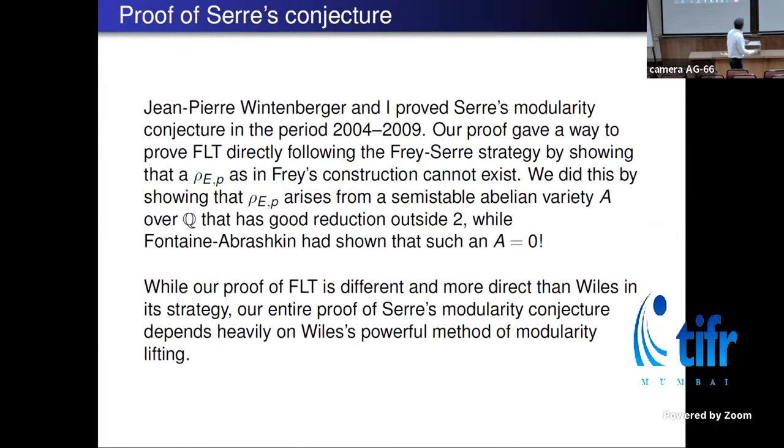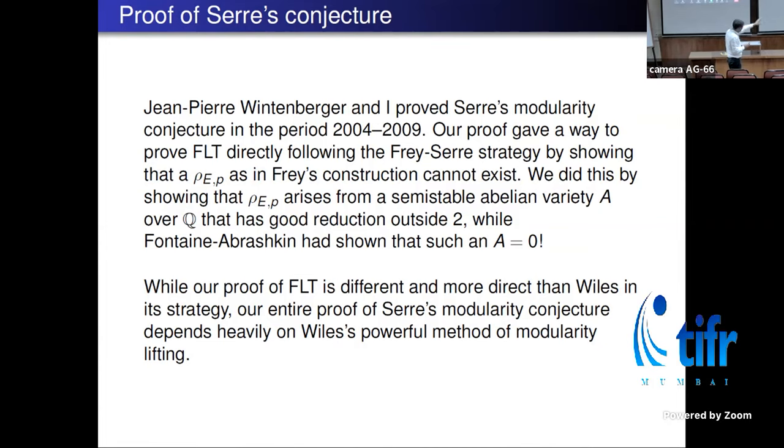Just to give you some context, one of the steps of our proof of Serre's conjecture is that we can give a rearranged proof of Fermat's last theorem using our methods. So our proof was the following. Look at this mod P representation which Frey constructs, which comes from the elliptic curve I wrote down there. And it has very limited ramification.